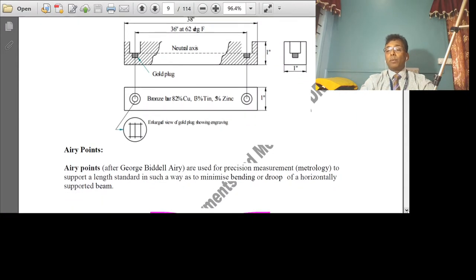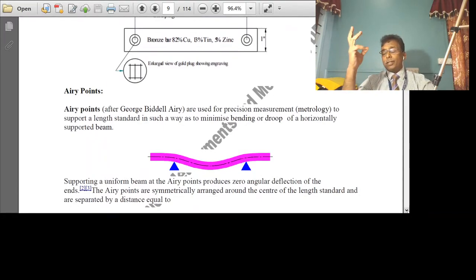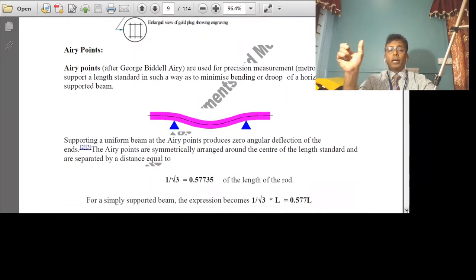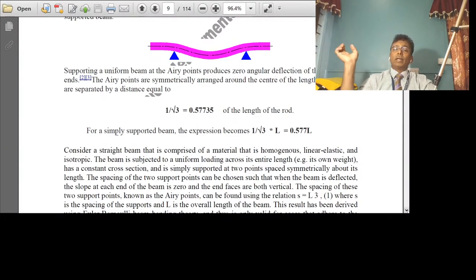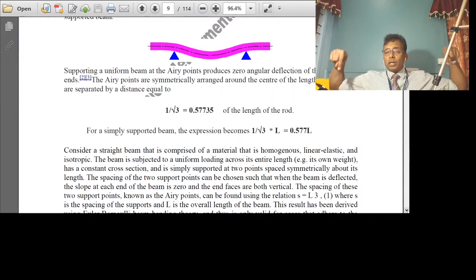And there are what are called Airy points. These are Airy points. There is a question somewhere, I remember, what are Airy points? This is also in your viva questions or somewhere in the practical examinations. Airy points are used in precision measurement, metrology, to support a standard length in such a way that the minimum bending or droop of a horizontally supported beam occurs. The Airy point is found by L by root 3, that is 0.57735 of the length of the rod, or you can say 1 by root 3 into L. If you have a 1 meter length, you can find out where to place the Airy points. It is 1 upon root 3 into L, whatever L is. So 0.577 L is the distance from the center at which the two Airy points are to be plugged.